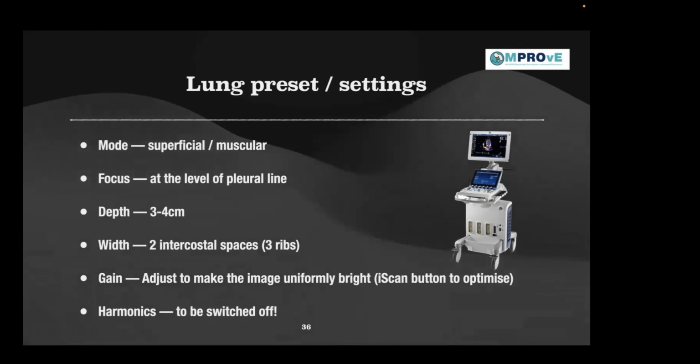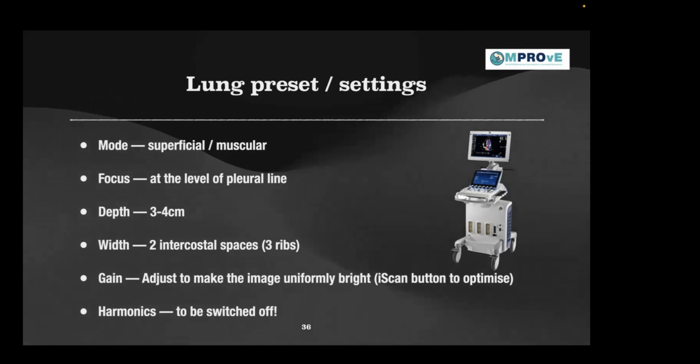The most important thing with the new scanners: always switch off the harmonics. We don't need the harmonics, because harmonics kill the artifacts. That's the whole point of harmonics. Whenever you're doing your other scans like echoes, you don't want to see all the lines and artifacts, because you're looking at the organ. In the lung scan, we are looking at the artifacts, so we don't want to clear the artifacts. So switch off the harmonics.